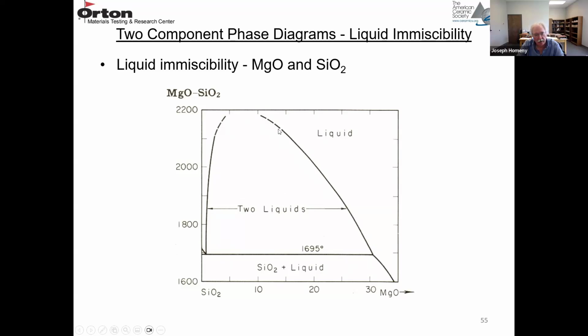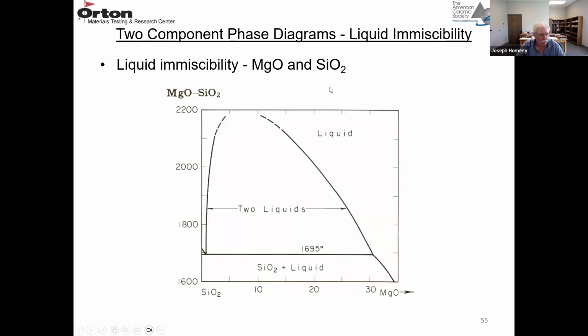And when you see a phase diagram with dotted lines, that's an estimate of what somebody thinks is going to happen. These lines, the solid lines, are actually lines that were determined by experiment, but the dotted lines are extrapolated. But there's a two liquid phase field here, a liquid phase field, and below 1695, silica will crystallize out and you'll still have a liquid phase present.